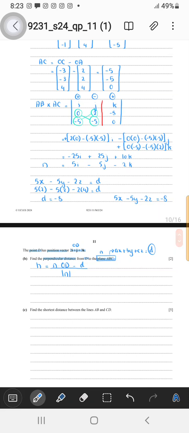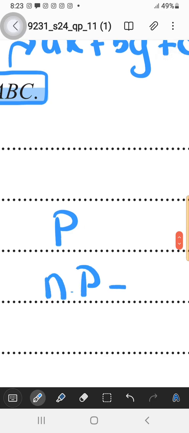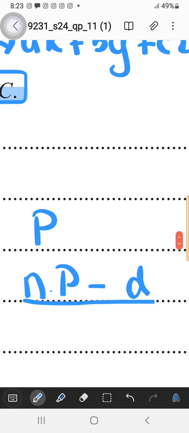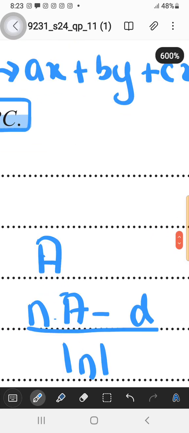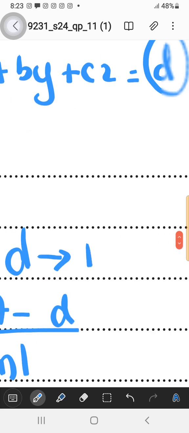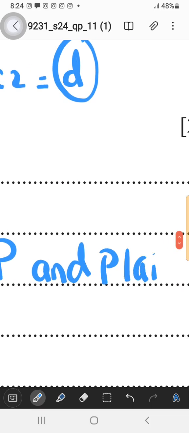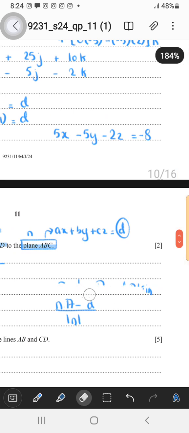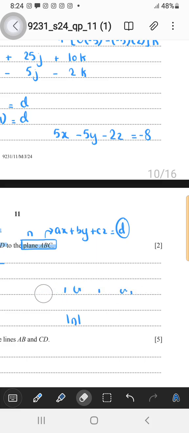Listen, when we have to find the perpendicular distance between a point and a plane, let's say if the point is P, our formula will be n dot P minus D upon modulus n. If the point is A, we will write n dot A. Just this thing will change when we have to find the distance between a point and a plane. You can make a note here. Wait for a bit.